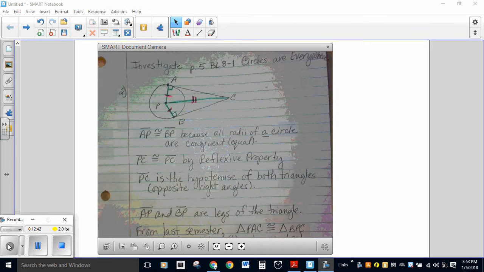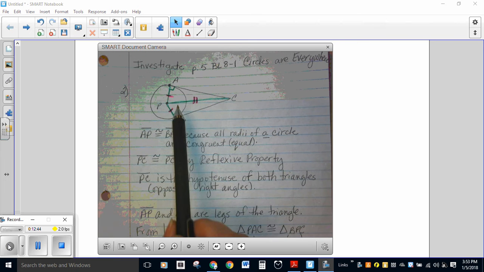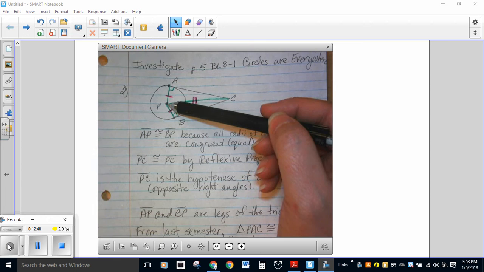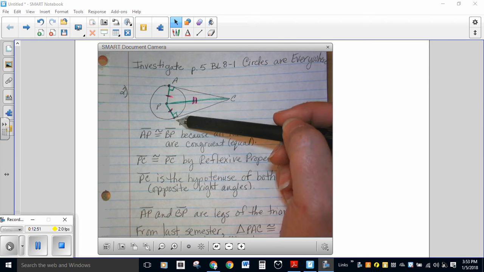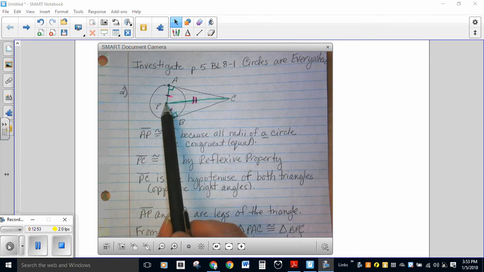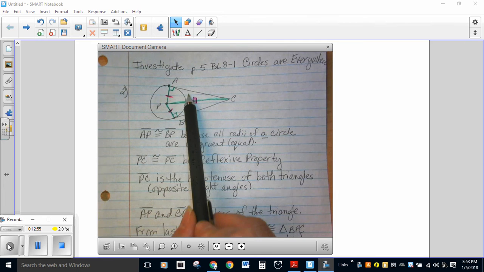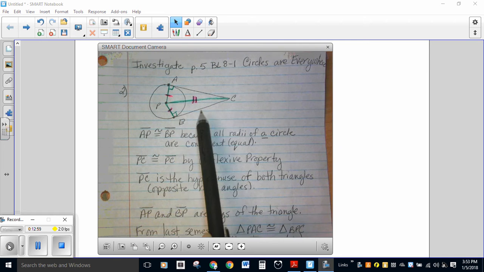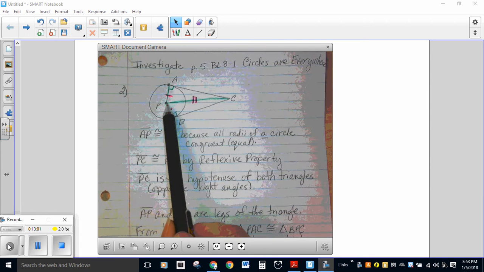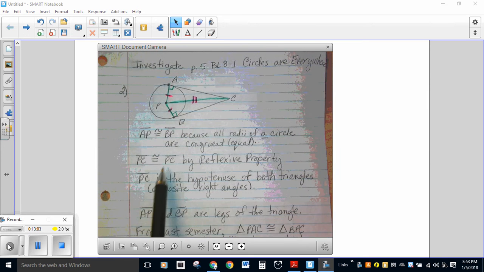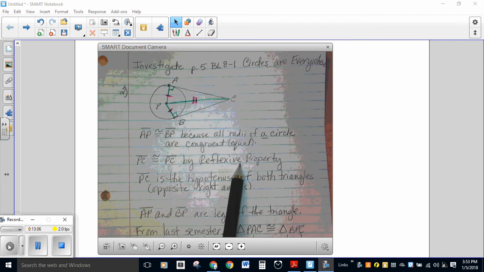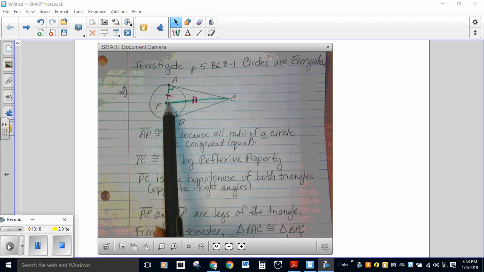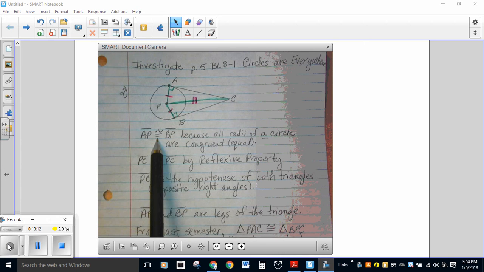If I draw in the radii, which means connect A to P and B to P, and I draw a line from P to C, we end up with two triangles. We got triangle PAC and triangle BPC. Well, last semester we learned that PC would be congruent to PC because of the reflexive property. Something's always congruent to itself. We can say that AP and BP line segments are congruent because all the radii of a circle are the same length, so they're equal to each other.